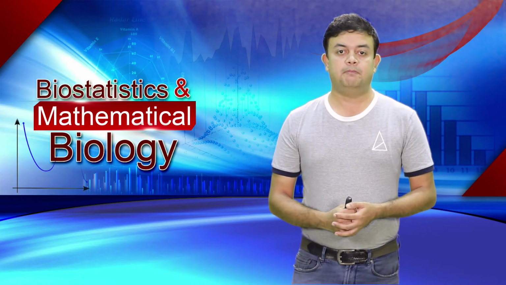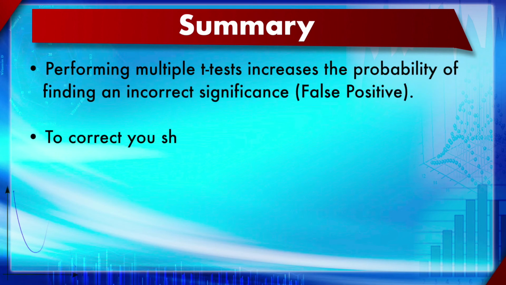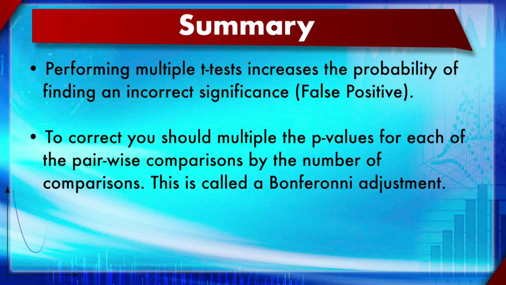So in summary, performing multiple t-tests increases the probability of finding an incorrect significance, that is nothing but false positive or type 1 error. To correct, you should multiply the p-values of each of the pairwise comparisons by the number of comparisons. If you do 6 comparisons, then each p-value should be multiplied by 6. That adjustment is known as Bonferroni adjustment.